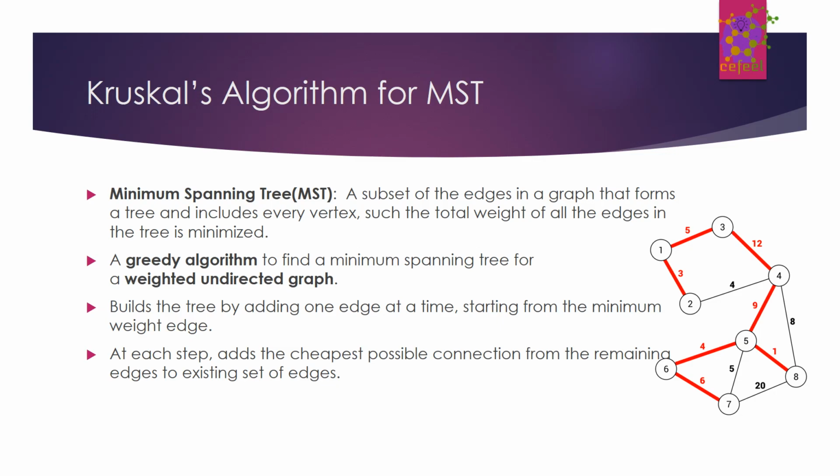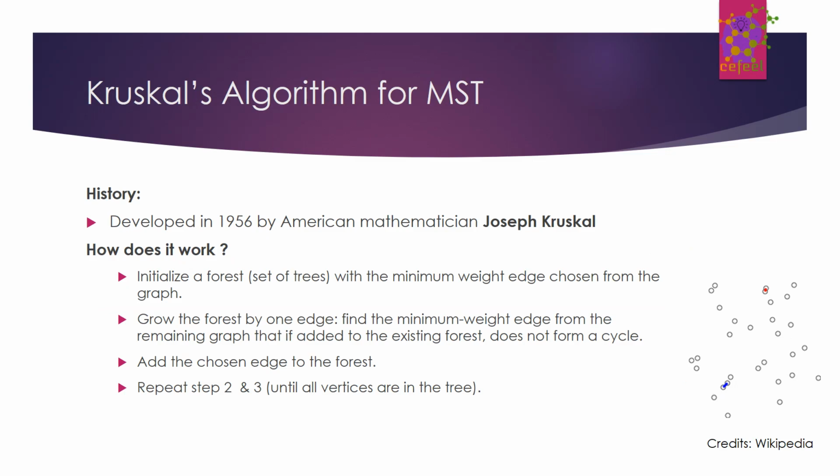So here is an example where you can see the minimum spanning tree is highlighted in red. It touches all the vertices and it's a tree, which means it doesn't have any cycles. A little bit about the history of Kruskal's algorithm. As the name suggests, it was developed by American mathematician Joseph Kruskal, way back in 1956.